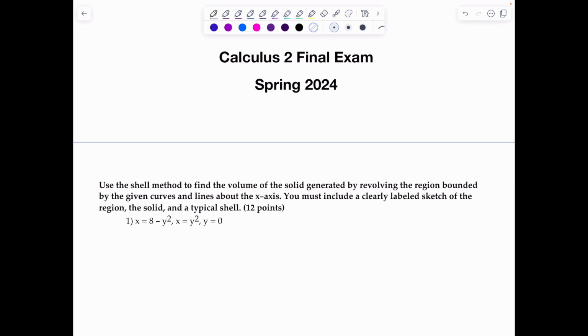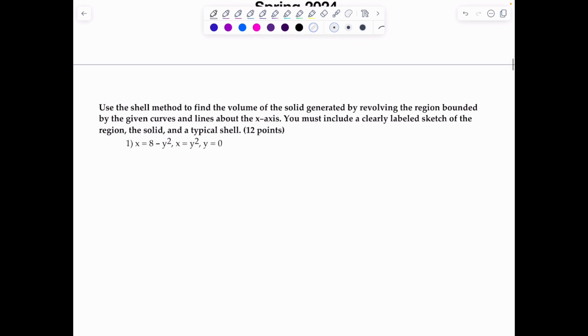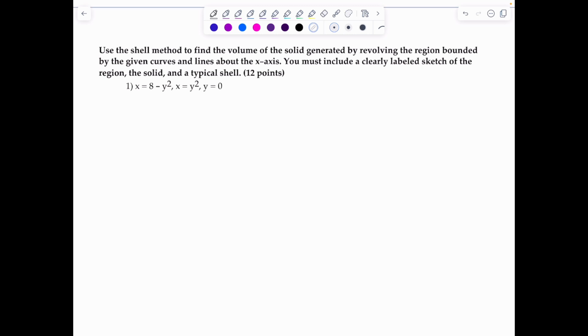It might take a little while. So first question was, use the shell method to find the volume of the solid generated by revolving the region bounded by the given curves and lines about the x-axis. You must include a clearly labeled sketch of the region, the solid, and a typical shell. I am aware that at most colleges, this topic is actually covered in Calculus 1, but for some reason where I work, they put it in Calc 2.